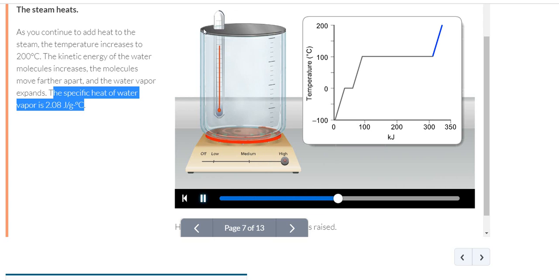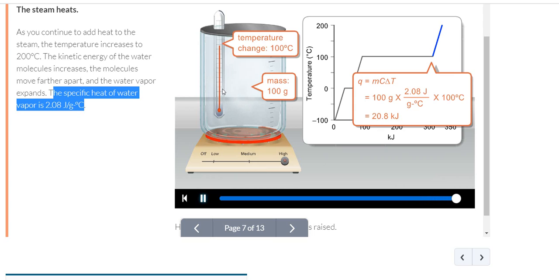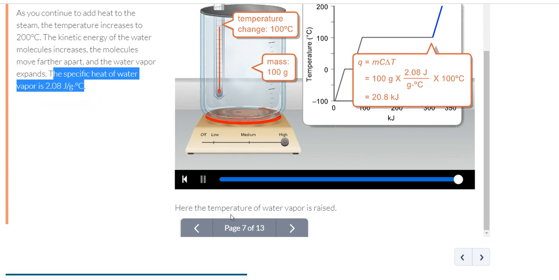It's a closed system, right? So the steam isn't escaping. So now we're raising the temperature of the steam. And of course that took a certain amount of energy. We had 100 grams to start. The specific heat of water vapor or steam is 2.08 joules per gram degrees Celsius, multiplied by the 100 degree temperature change. We went from 100 degrees to 200 degrees. And that cost us 20.8 kilojoules of heat.